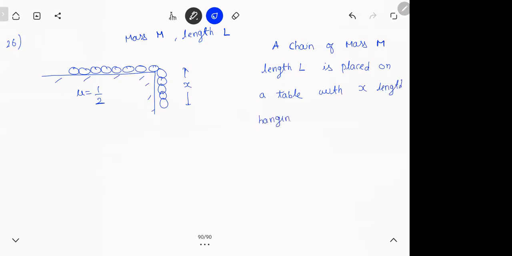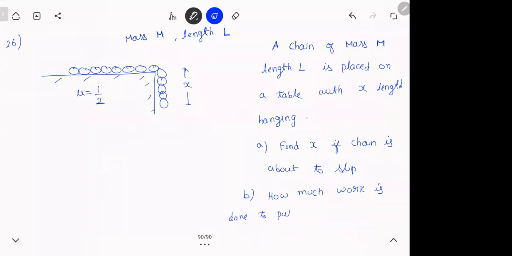If you remember, we have done this question in friction. So the first thing, find x if chain is about to slip, meaning chain is on the verge of slipping. Little push and the chain will go off. This part we did in friction. Second part, how much work is done in order to put the chain back on the table? To put hanging chain on table. So whatever is hanging now, if you want to put it back on the table, how much work should you do?